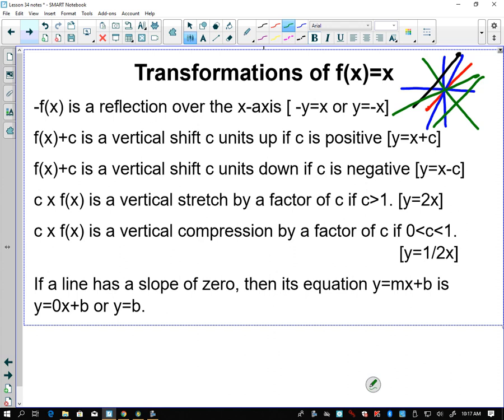Okay, now we can do more than one of these at a time, right? We could do y equals negative 1/2 x plus 3, right? And we could do all kinds. We could do shifts and compressions all at the same time.